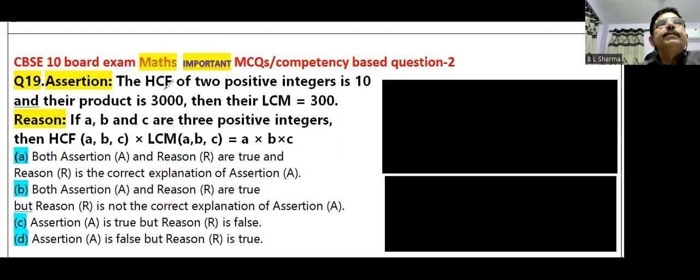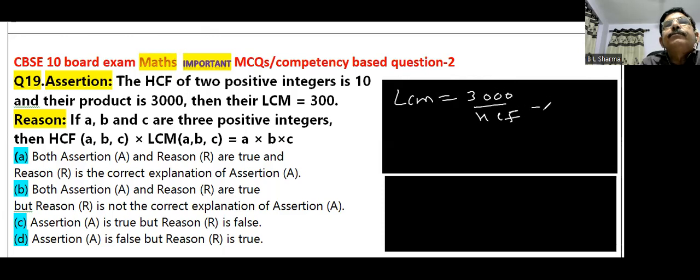Assertion reason based question. The HCF of two positive integers is 10 and their product is 3,000. Their LCM is, we know that LCM is the product of the two numbers, that is 3,000 upon their HCF, that is 10, that is 300. So देखिए इसका जो assertion है वो तो ठीक है.